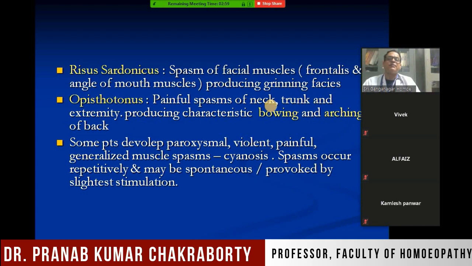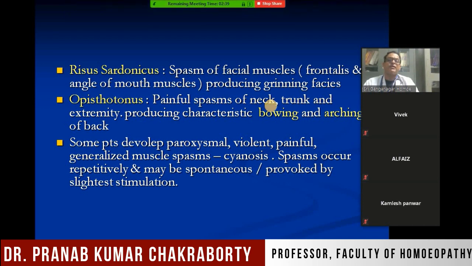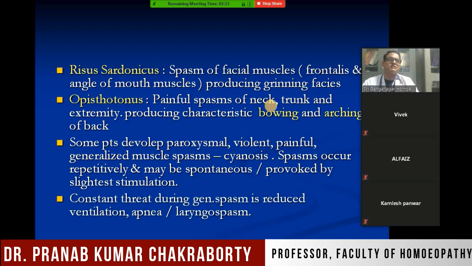And some patients develop paroxysmal, violent, painful generalized muscle spasm. It is not continuous; it appears paroxysmally and is very painful, and sometimes the spasm is so severe that cyanosis also develops. Spasm occurs repeatedly and may be spontaneous or provoked by the slightest stimulation. Then it is a reflex action working, polysynaptic reflexes working. That is why you have to take care of external stimuli.